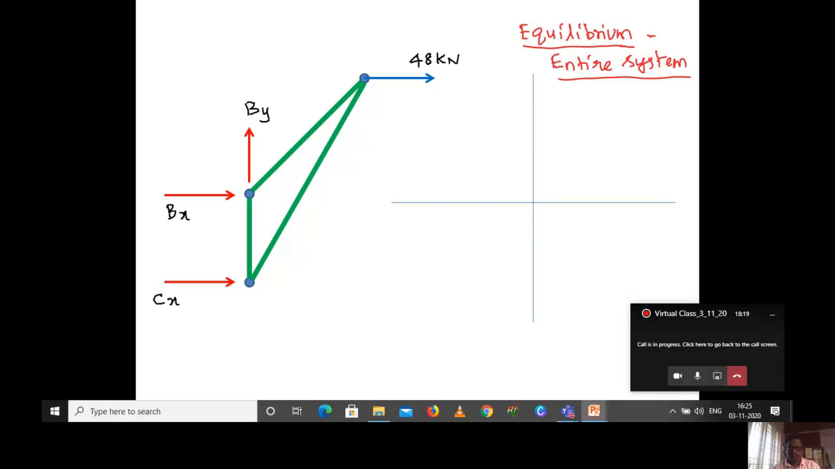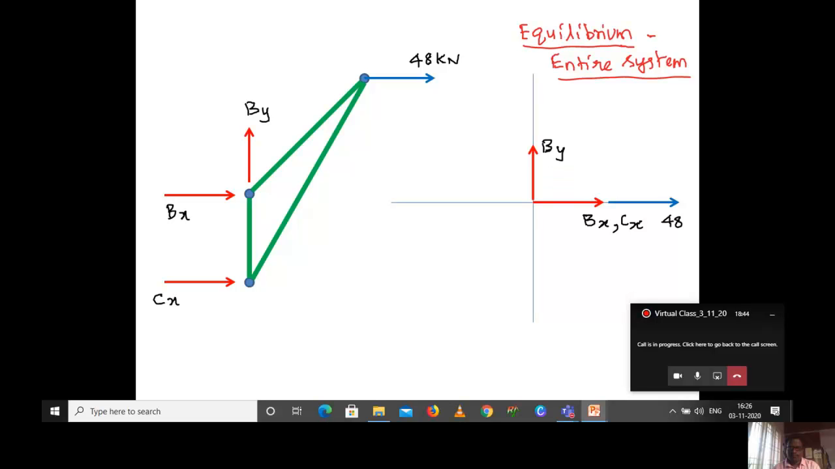You know that all the horizontal forces are acting from left to right. So all the forces are in the same direction. This is your 48 kilonewton, and this is nothing but your Cx and Bx. So all the forces are in the same line. All are positive as per our assumption and the given value of 48 kilonewton. Next one is the vertical axis. You have By, that is towards up.